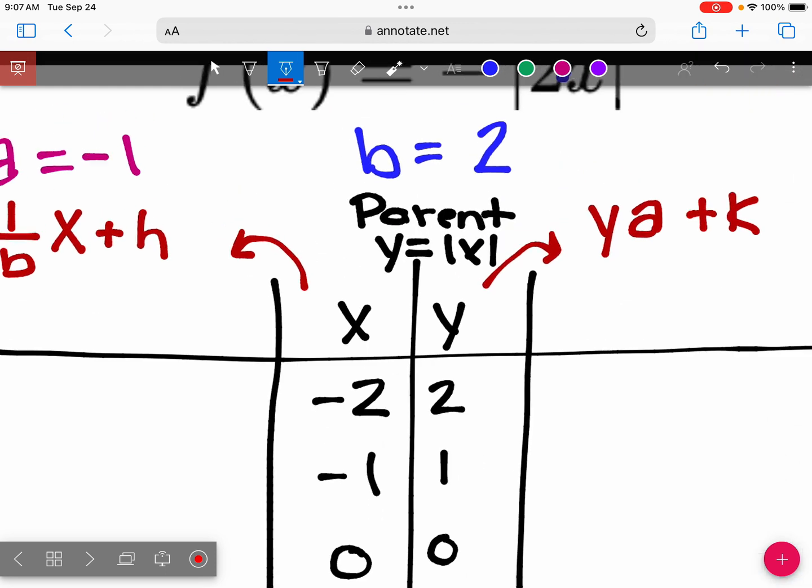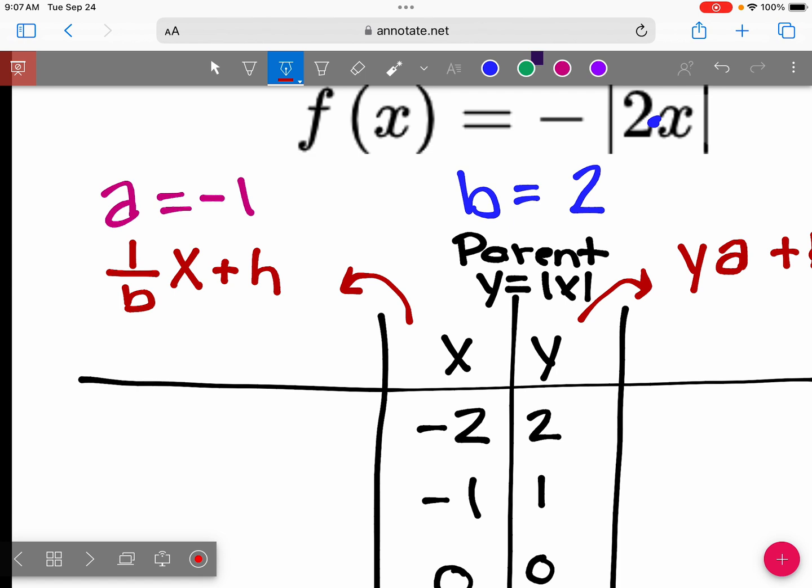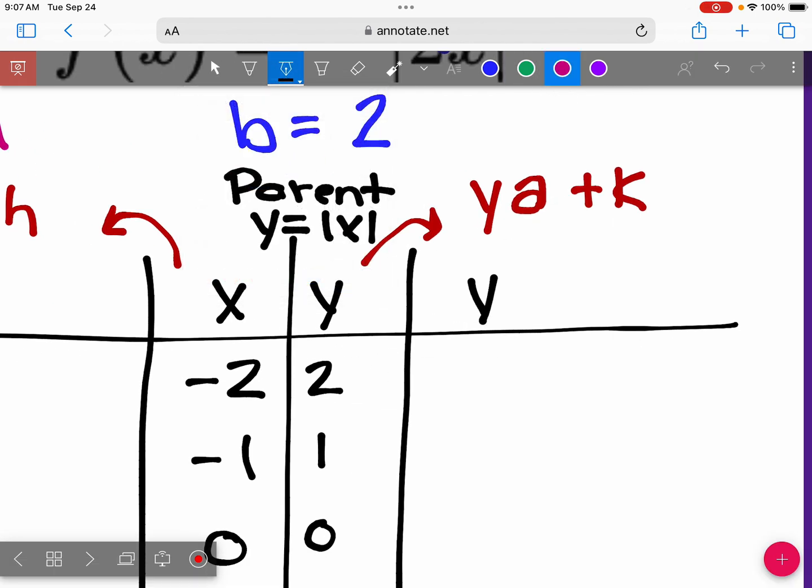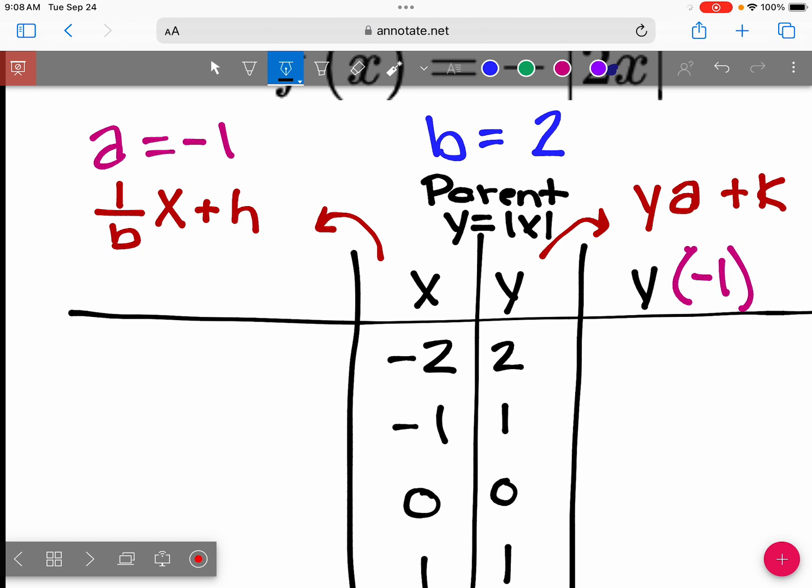So when I substitute in my actual A and B values, we're going to take our Y's times our -1 plus 0. We don't have any K. And we're going to take our X's times what? 1/2. 1 over B. If B is a fraction, I highly recommend you simplify your fraction of a fraction before you try and put it through the table. But when B is a whole number, this is fine.